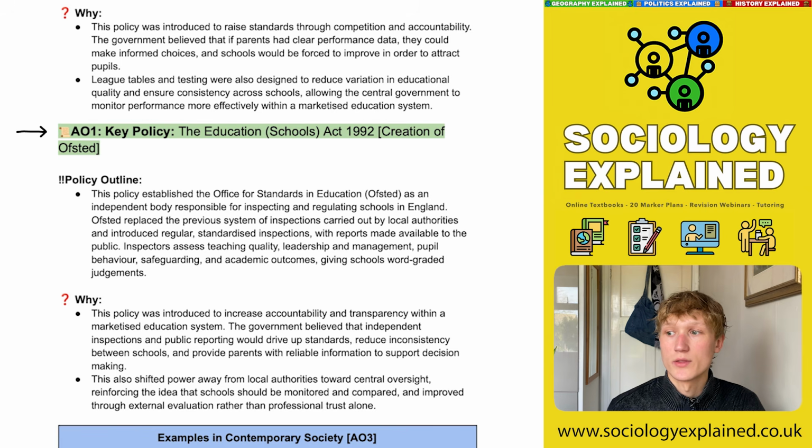Another key policy that made Ofsted and league tables happen is the Education Schools Act of 1992. So that first act created league tables, but this act in 1992 created Ofsted. So Ofsted is the Office for Standards in Education, and it's an independent body that is responsible basically for regulating schools across England.